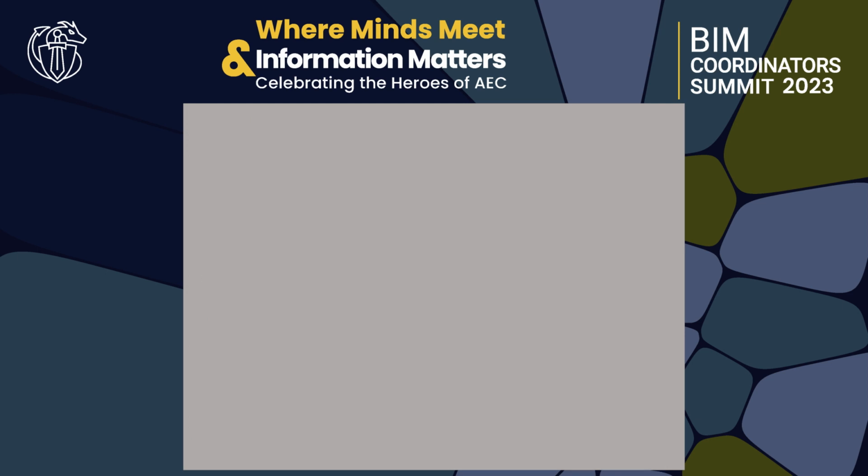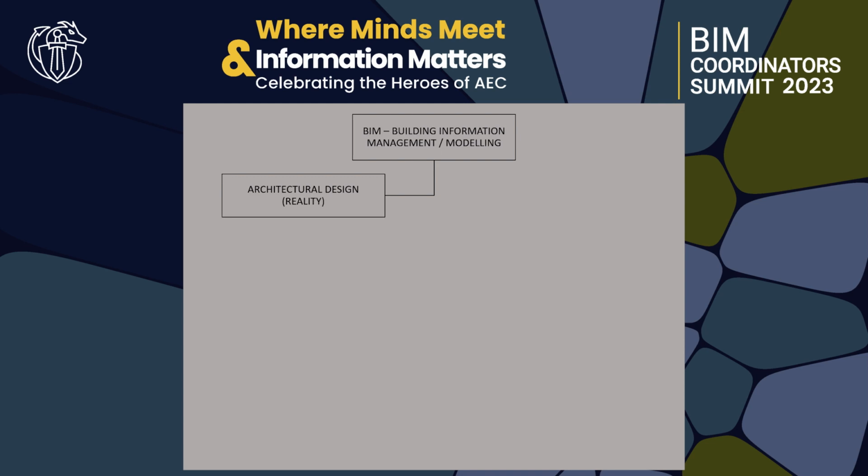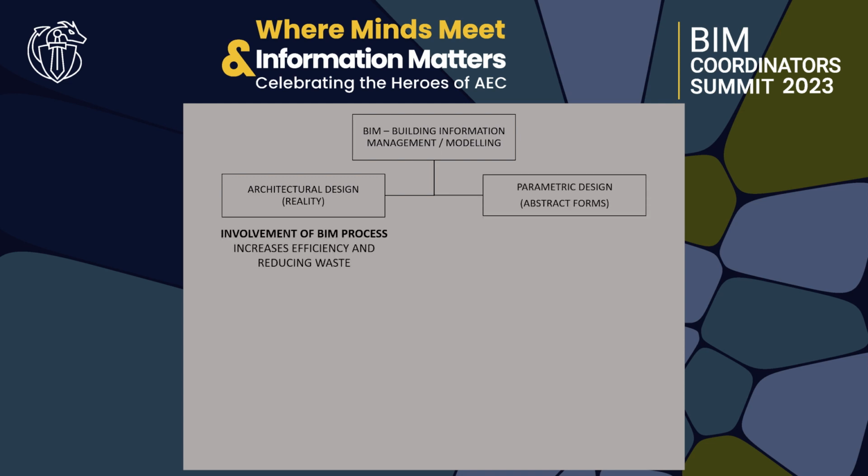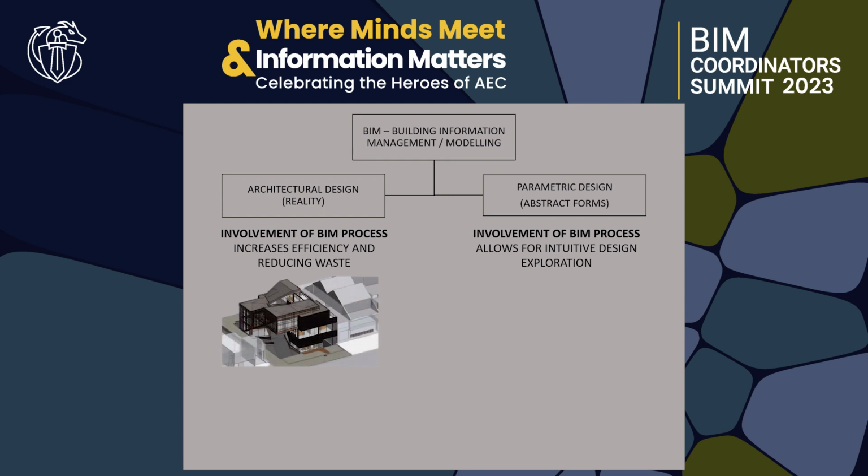My topic creates a comparison between two situations where different forms of tools and workflows are used. The first is the architectural design BIM model, which includes traditional style of construction, which increases efficiency and reduces waste in the overall process starting from concept design up to occupancy. The second is the parametric design BIM model, which includes repeat or abstract form of design which allows for intuitive design exploration.